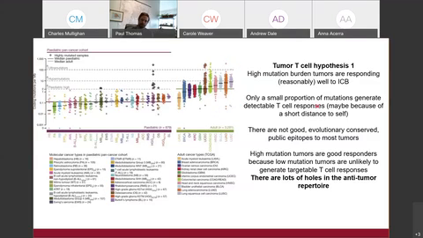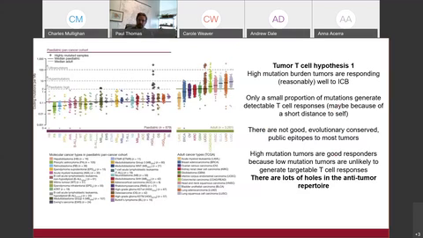A hypothesis has been emerging that these high mutation burden tumors are responding well to checkpoint blockade as a result of the fact that only a small proportion of mutations generate detectable T cell responses. There are a lot of theories about why only a small proportion of mutations generate these T cell responses endogenously in people carrying these tumors. But one of the more popular ones is that the average tumor mutation, being a single point mutation, doesn't generate a peptide that can be distinguished from self easily enough to generate a robust immune response.